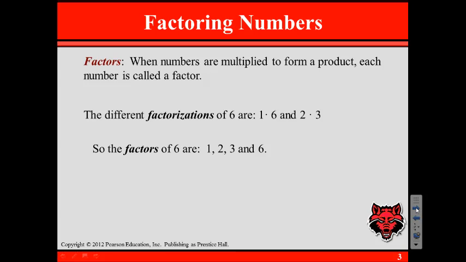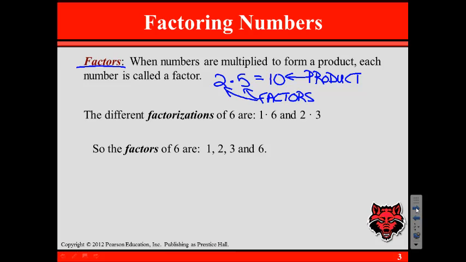So the first term we are going to define is the term factor or factors. Factors are defined as numbers that are multiplied to form a product. One quick example: in the statement 2 times 5 equals 10, both 2 and 5 would be referred to as factors. Those are the numbers that are being multiplied. And 10 would be referred to as the product. That is the result of a multiplication problem. So anytime you hear those words, factors and products, that's what it means.